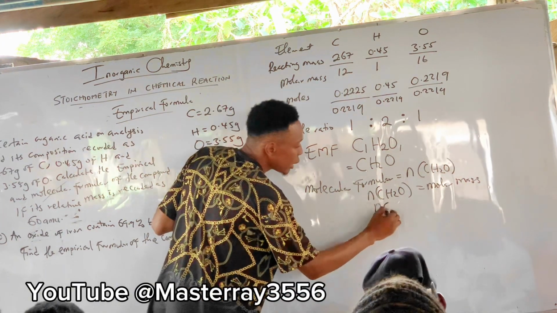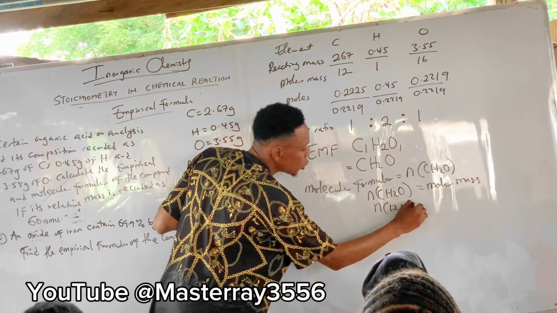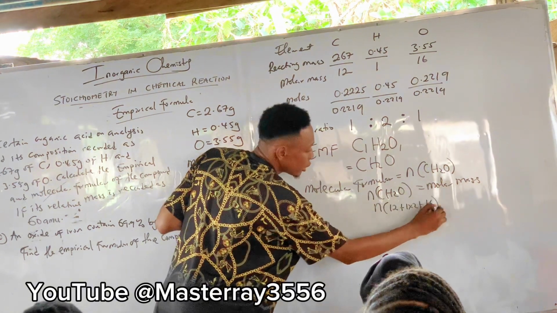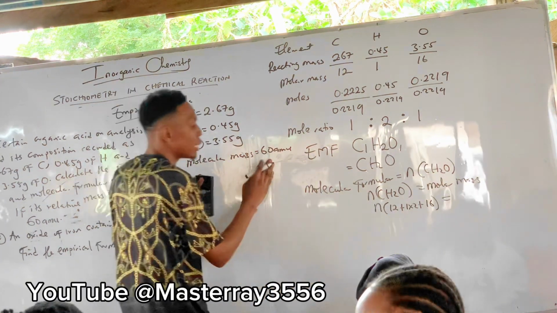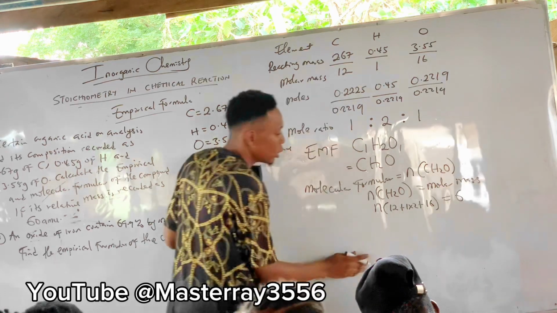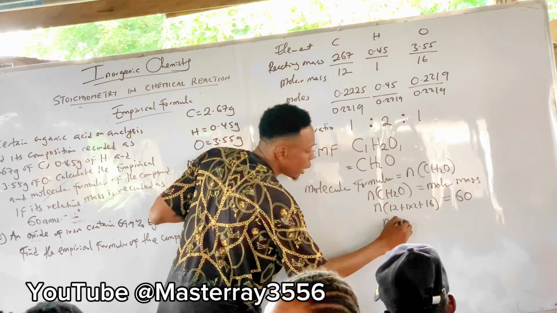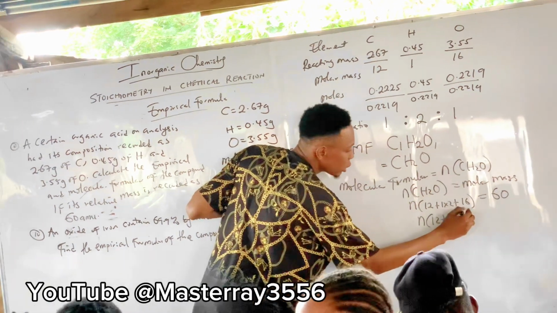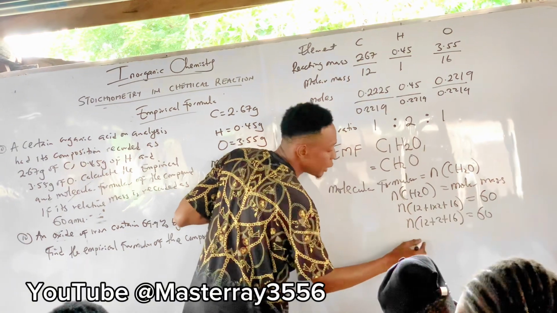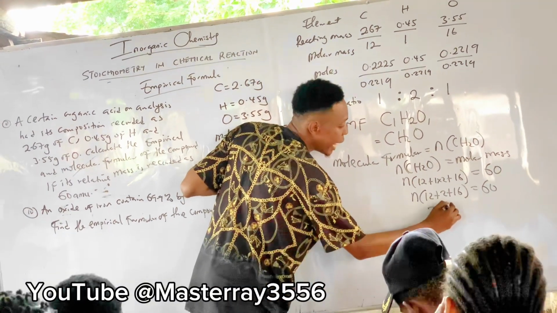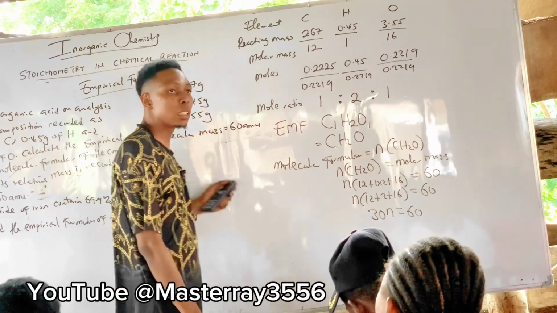So we have N. Carbon is 12. Then plus hydrogen is 1 times 2. Plus oxygen is 16. Are you following? Then the molar mass given was 60. All right. So we have N bracket 12 plus 2 plus 16 equals 60. 12 plus 2 plus 16, that is 30. N equals 60. What do you do? Divide by 30.